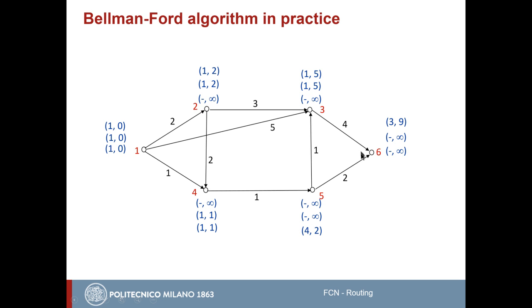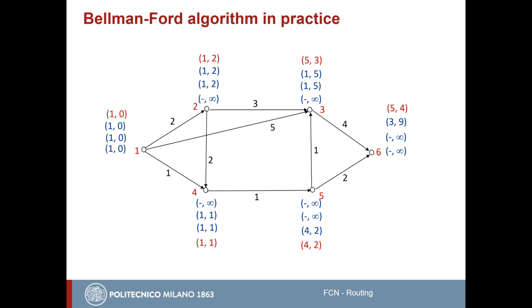Node 6 has two neighbors, but one in the previous step had infinite distance, so it doesn't count. The second one is node 3. The distance of node 3 was 5, plus 4 is equal to 9.